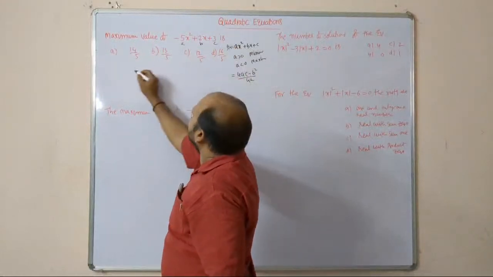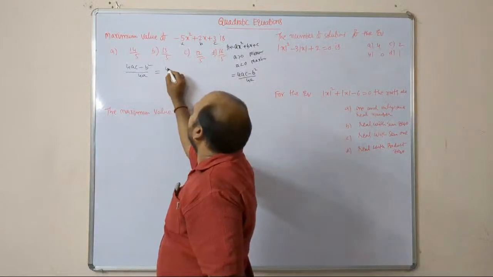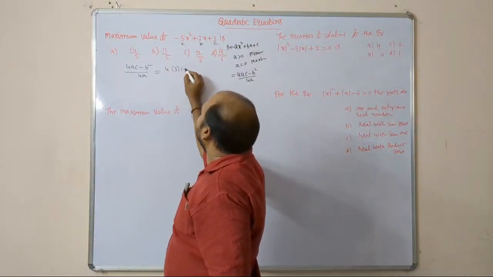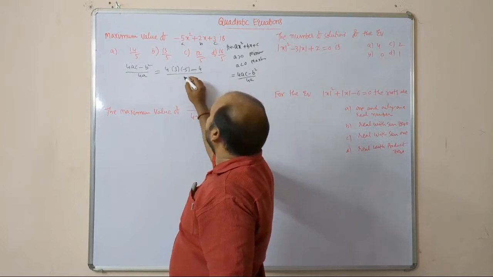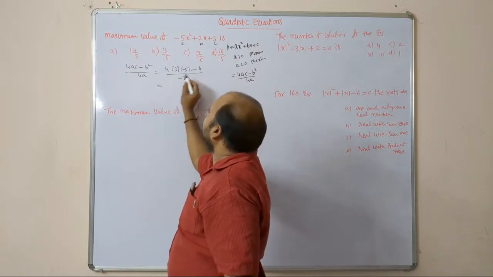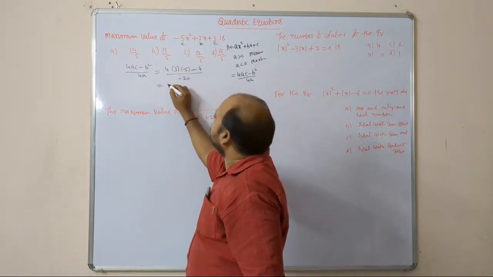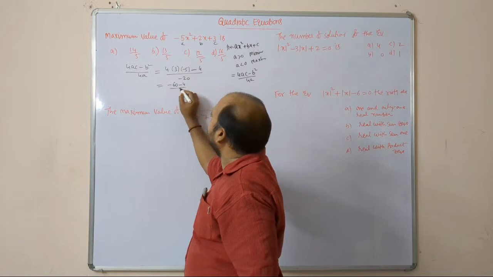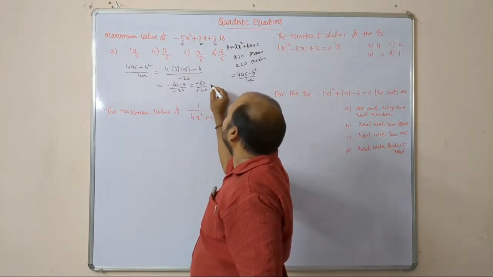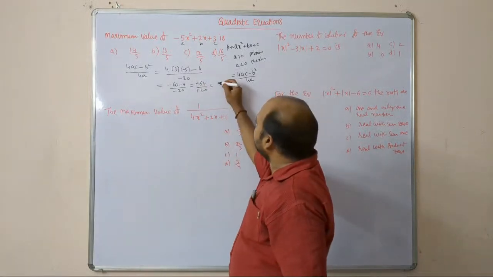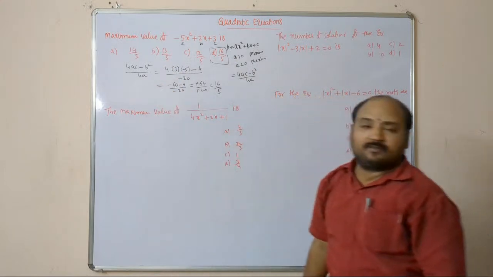So a, b, c. So 4ac minus b square by 4a. 4 into 3 into minus 5 minus b square, 2 square is 4, by 4a. 4 into minus 5 is minus 20. So minus 5 into 4 is 20, into 3, 60. So minus 60 minus 4 by minus 20. Minus 64 by minus 20. 4 fours are 16, 4 fives are 20. So 16 by 5 is the right answer.